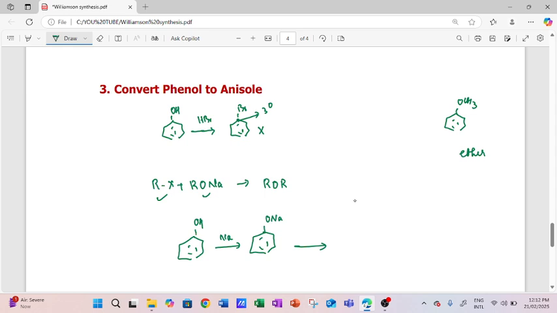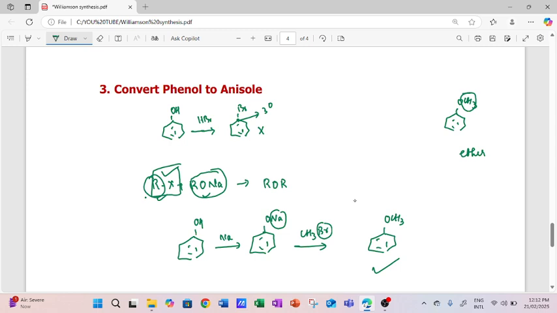To that you are adding, it means in our hand this RONa part is ready. Now we need this RX part. This R group depends upon the R which is present in our product, that is CH3. So to this you add CH3Br. Now the sodium and bromine will leave as NaBr. So the CH3 gets attached to the oxygen atom, giving benzene with OCH3. So this is how we can prepare it.